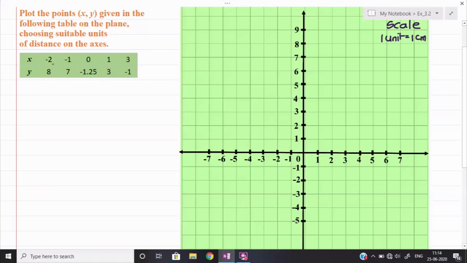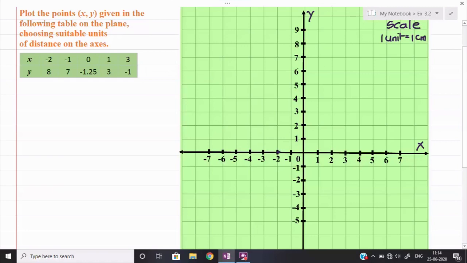First of all, see what is the first point given to me. Minus 2 and 8 means the x coordinate is minus 2 and the y coordinate is 8. So first look at the x coordinate. This is my x axis. You know it very well: the horizontal axis is called the x axis and the vertical one is called the y axis. So on the x axis, first I will reach minus 2. See, I am reaching at this point, minus 2 on the x axis.